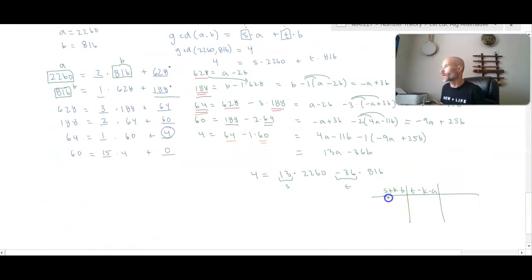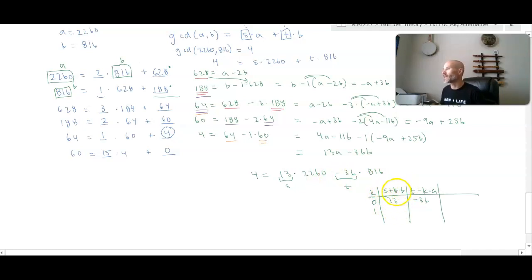Okay, so depending on which k I pick, in this case, we start off with k being 0 when we find the original s and t, because you notice that if k is 0, then it's just s and t, which would be 13 and negative 36. If I let k be equal to 1, now perhaps the reason we're doing this is perhaps we want the coefficient of 816 to be a positive number and the coefficient of 2260 to be a negative number, so we can see what happens in that case.